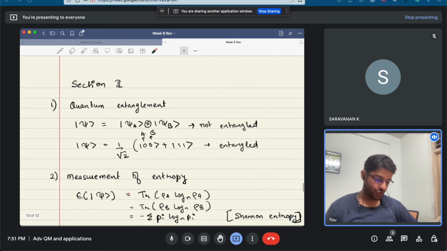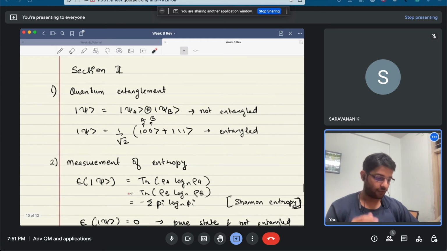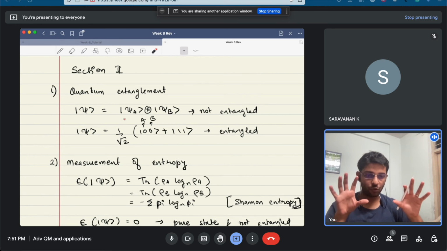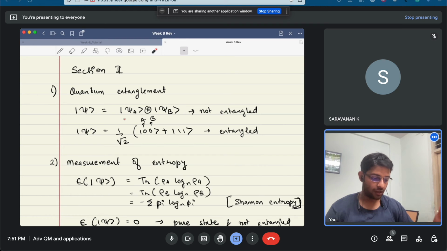Now coming to section 2, we first familiarized ourselves with quantum entanglement. What is quantum entanglement? Let's say you have two Hilbert spaces HA and HB, and a state. If it can be written in the form of a tensor product of A and B, then we say it's not entangled. For example, we can't really write a general notation for an entangled state.